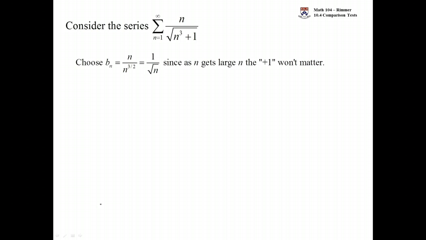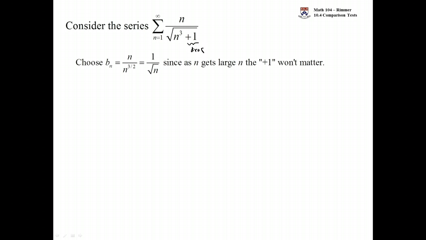Okay, let's take a look at the series n divided by the root of n cubed plus 1. We're going to take the summation of this from 1 to infinity. And we're going to try for the direct comparison test. So the plus 1 doesn't matter as n gets big, so we can drop that.